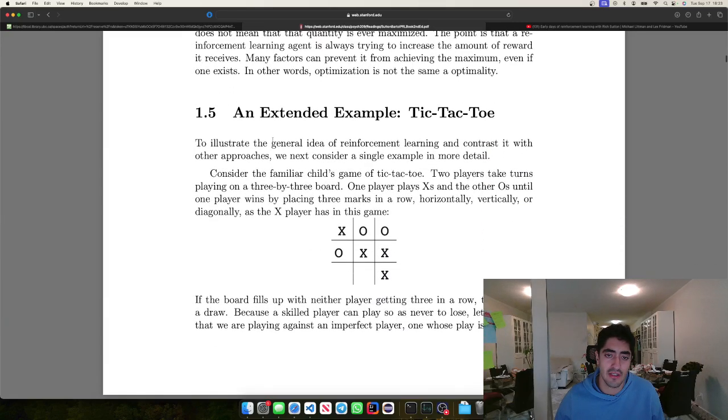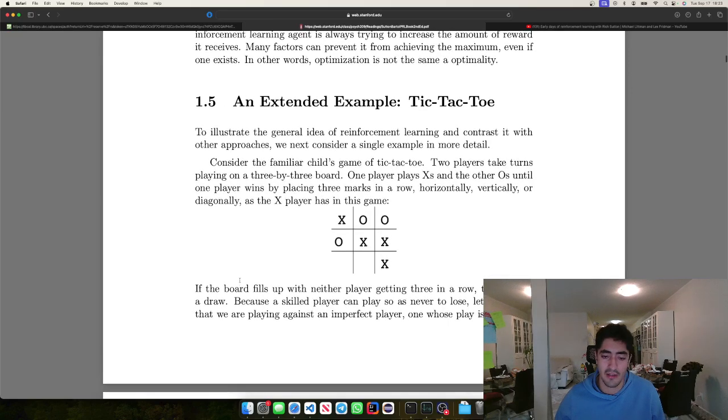To illustrate the general idea of reinforcement learning and contrast it with other approaches, we next consider a simple example in more detail. Consider the familiar child's game of tic-tac-toe. Two players take turns playing on a 3x3 board. One player plays X and the other plays O until one player wins by placing 3 marks in a row, horizontally, vertically, or diagonally, as the X player has in this game. If the board fills up with neither player getting 3 in a row, the game is a draw. A skilled player can play so as never to lose.